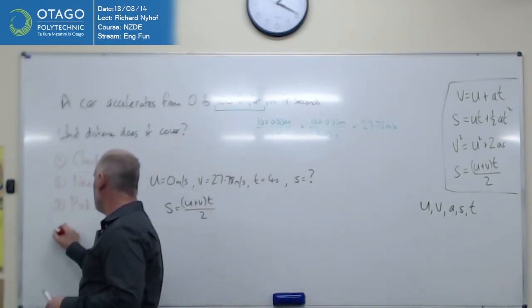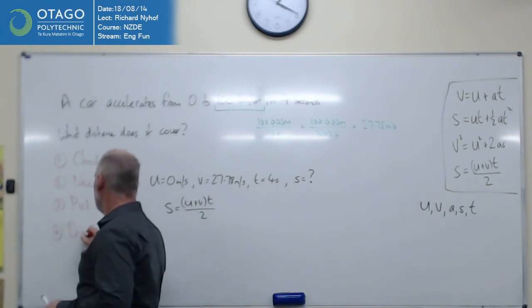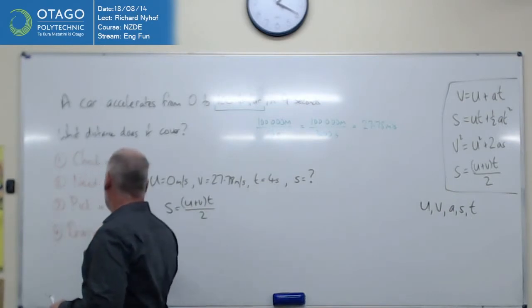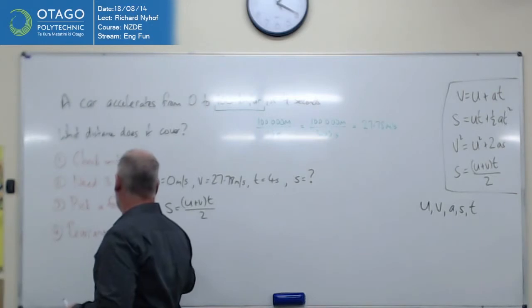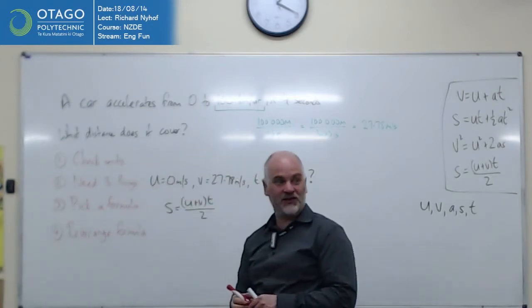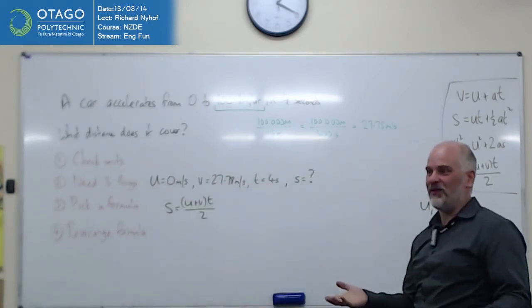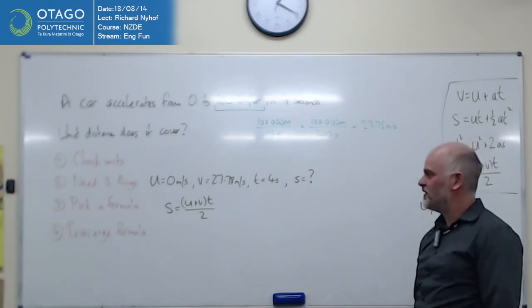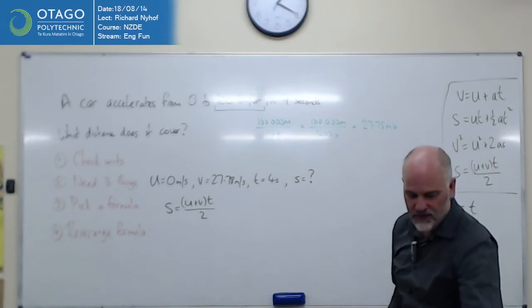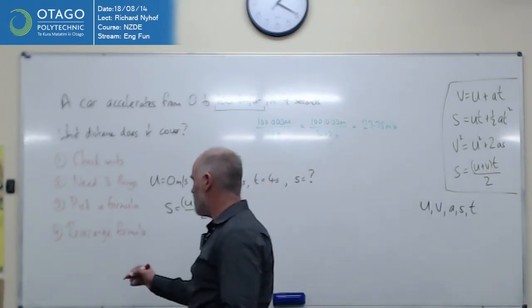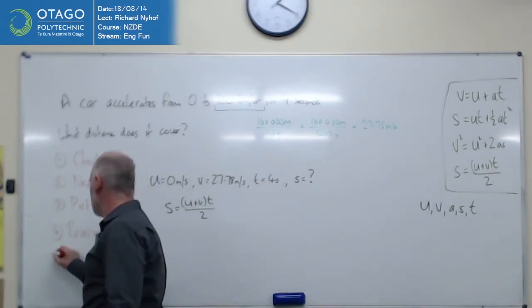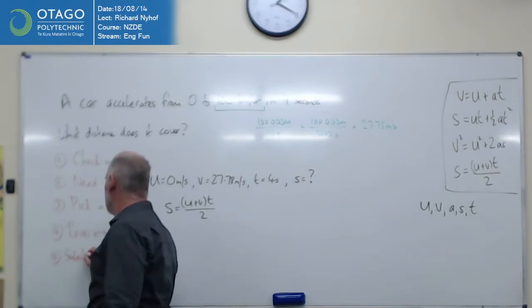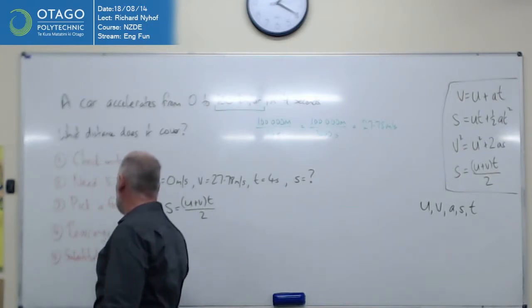4th thing is to rearrange the formula. In this case, you don't need to, do you? You want to get the thing you want at the front. Well, there it is. So this is done. This is easy in this case, so we don't have to worry about it. So once you've rearranged the formula, substitute in the values.